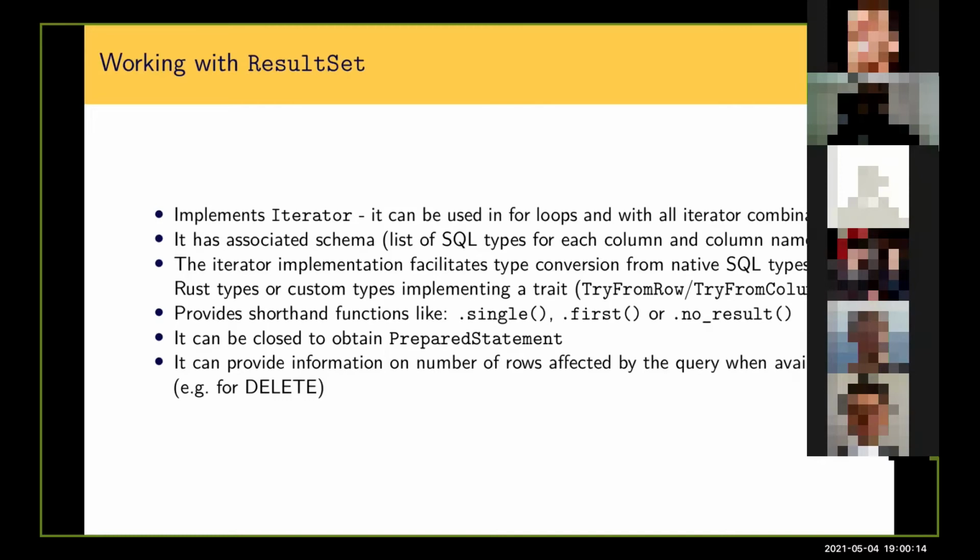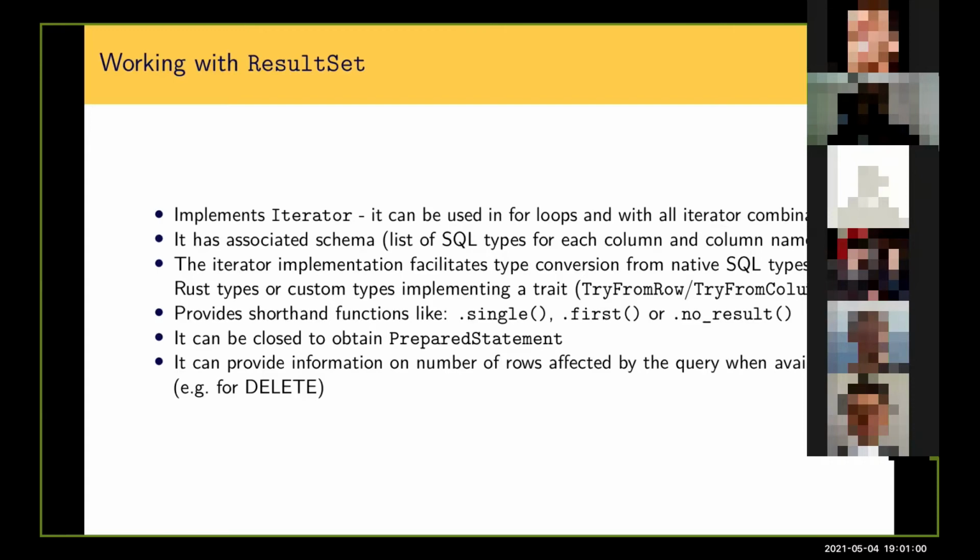It also provides shorthand functions, which are quite useful, like single, first, and no result. So single is when you expect one and exactly one row of response from a query, and if that's not the case, then you're going to get an error. First is when you expect at least one row, and no result when you expect no rows in the response of your query. This is handy for things like inserts, deletes, or updates where you get no result, just to make sure it's checked for you. And then obviously you don't iterate the result set, you just get the value out straight away.